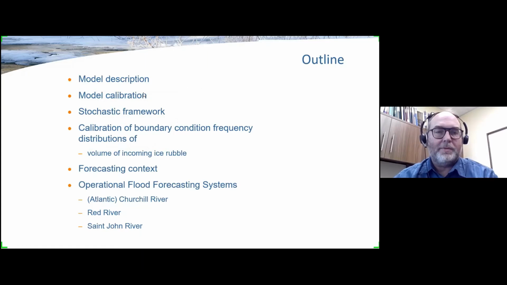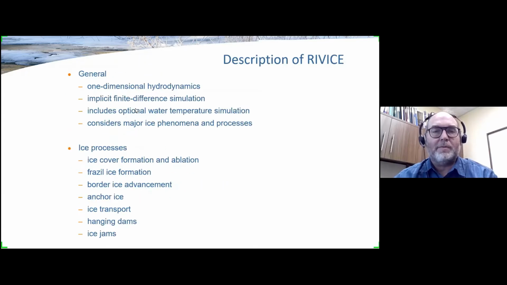I'll go through this. First, I'll go with the model description, the model that I use, which is RiverIce. It's a fully dynamic model which incorporates many of these ice processes, not only for breakup jams, which I'm going to concentrate more on in this talk, but also for freeze up too, and border ice formation, anchor ice as well.